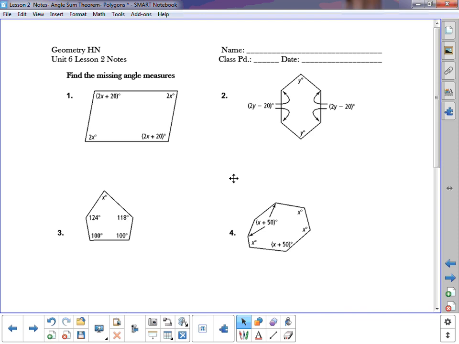Notice it says find the missing angle measures, so don't stop at just finding that variable. Find the actual measures themselves. So on number 4 here, I do want to make sure we all understand that x plus 50 is for this angle as well as these angles here. Make sure you don't neglect that one that is actually sitting there.